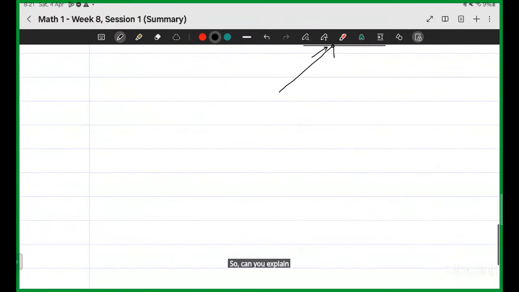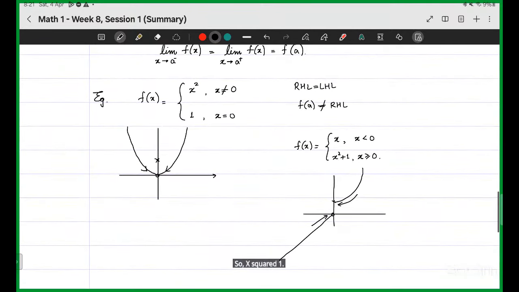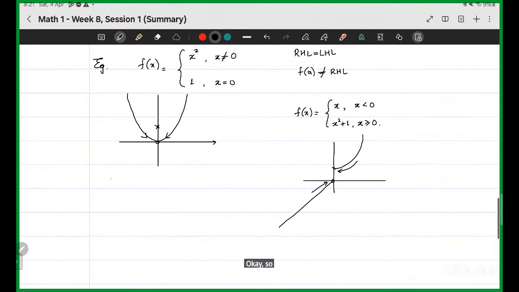Can you explain that example that you just showed, the x square one? This one, yes. Okay, so what do you need clarification on?